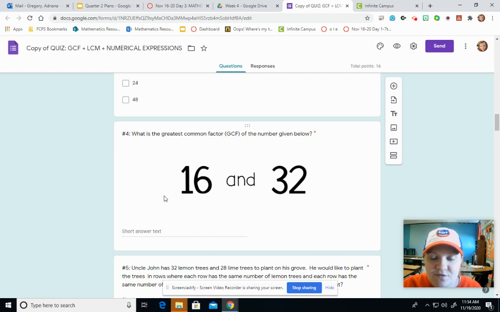What is the GCF of 16 and 32? I'm going to use the ladder method, and I'm going to find the greatest number that goes into both of these. It should be 16 or smaller. My answer should be 16 or smaller because we're talking about a number that goes into both.